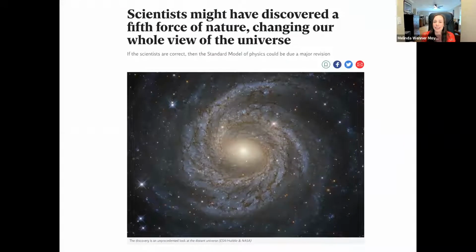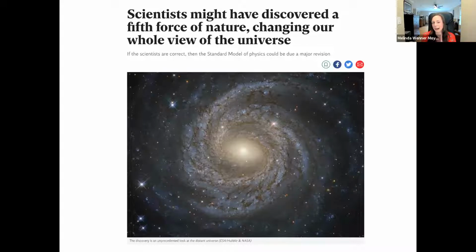So I want here to illustrate why sources are so important. I'm not going to say where it was published, but this is a head and deck from a story that was published a few years ago. And it's a very breathless coverage of a discovery. You can see from the head, "Scientists might have discovered a fifth force of nature, changing our whole view of the universe. If the scientists are correct, then the standard model of physics could be due a major revision."